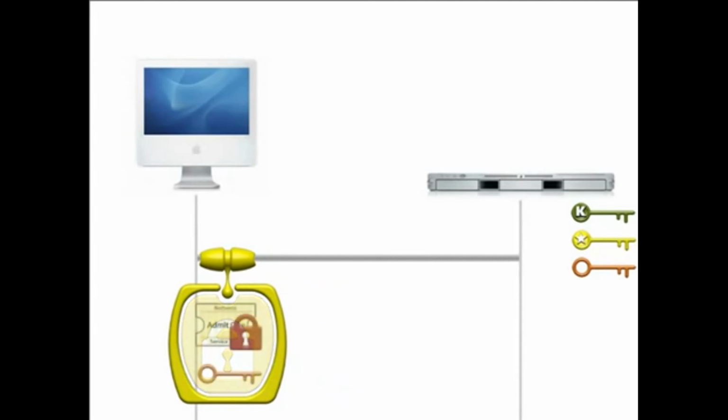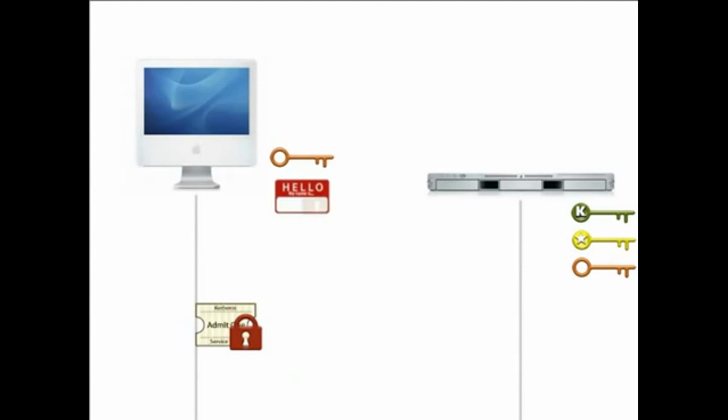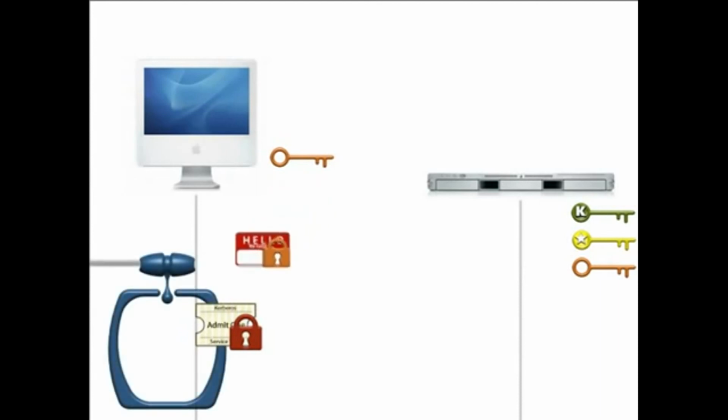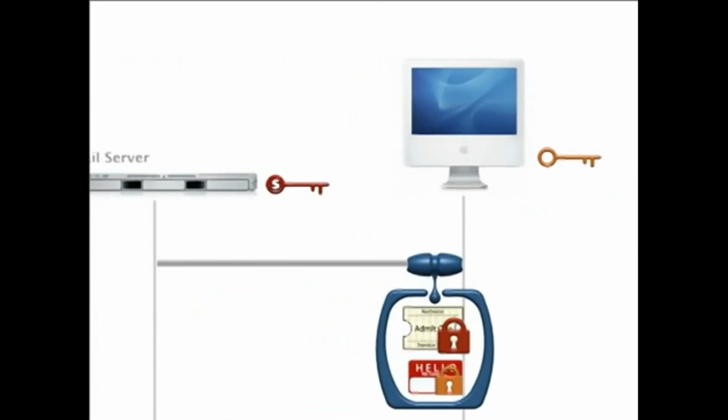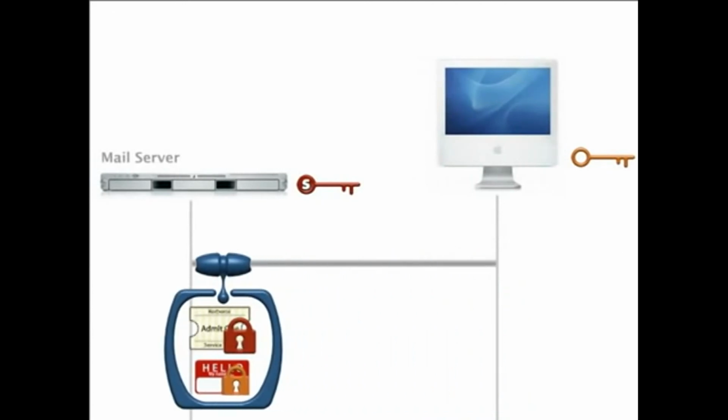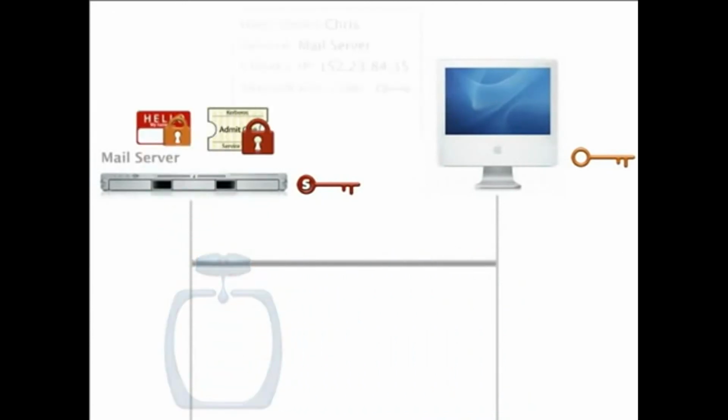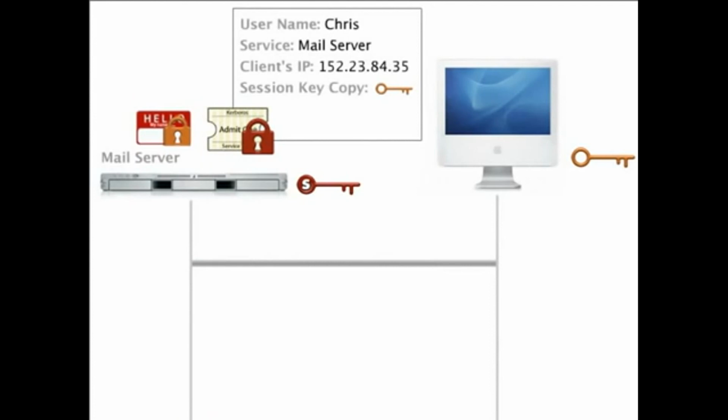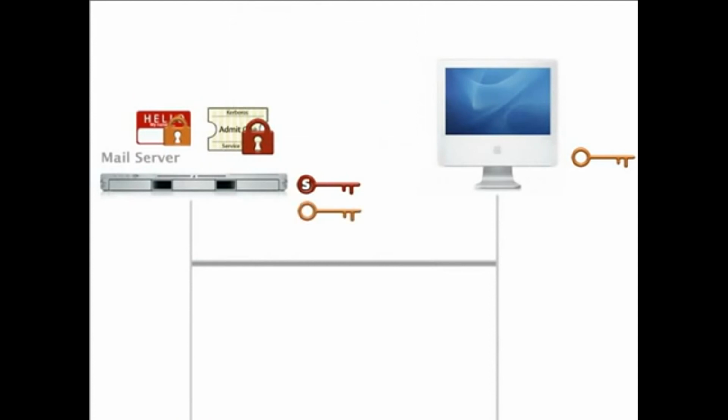The KDC sends this back to the client. The client decrypts the packet and uses the new session key to encrypt a new authenticator and sends it to the service. The service uses its private key to open the service ticket and is guaranteed that the ticket came from the KDC because no one else has that key.